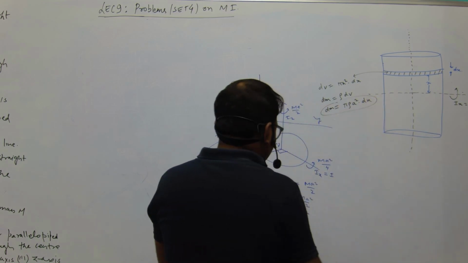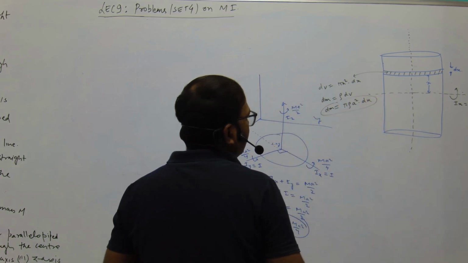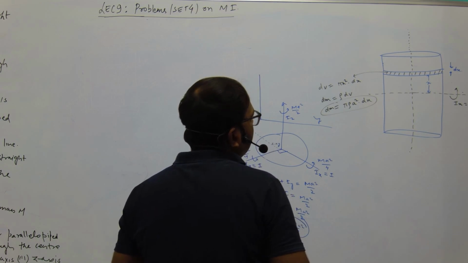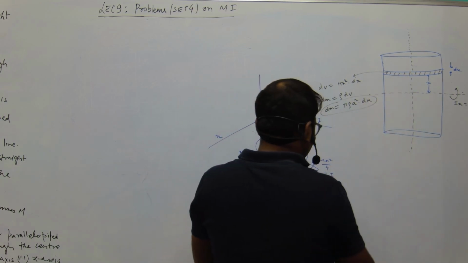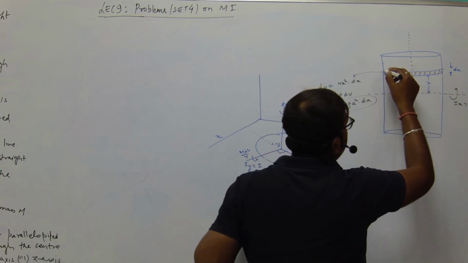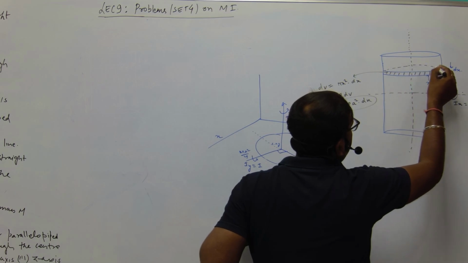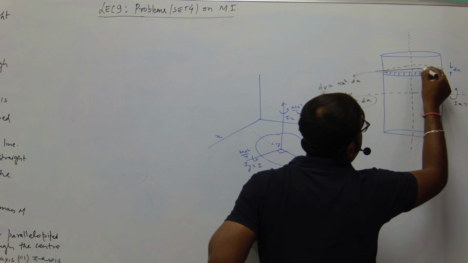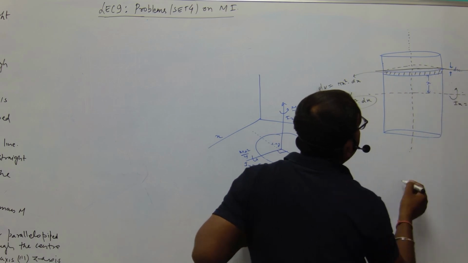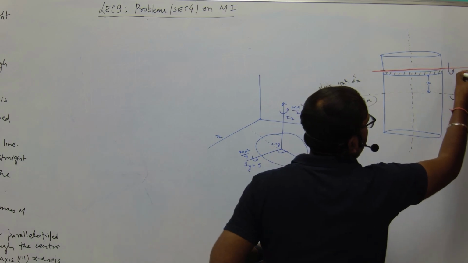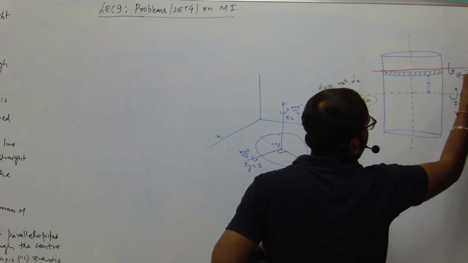Okay, so what will be the moment of inertia about an axis lying in the plane of this elemental disk? This is our elemental disk. This is the axis that is lying in the plane of the elemental disk. This will be equal to dm into a²/4.